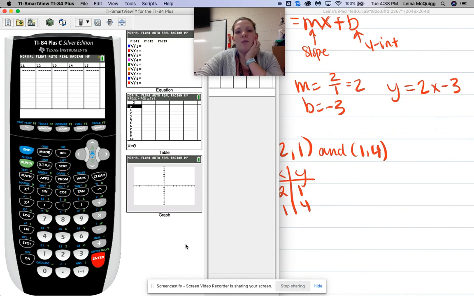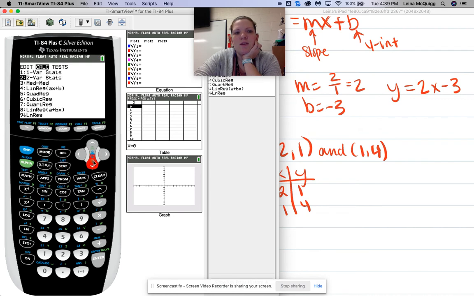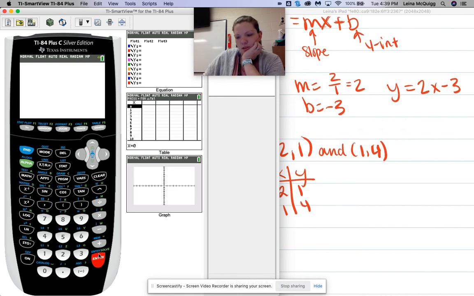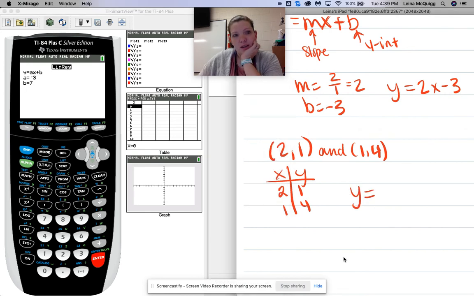There we go. L1, I'm going to put my x values, so I have 2 and 1. And then L2, I'm going to put my y values, 1 and 4. Then we're going to do stat, go over to calc, down to linear regression, down to calculate, and enter. And this equation is going to be y equals, pull this back up here, my a value is negative 3x plus 7.